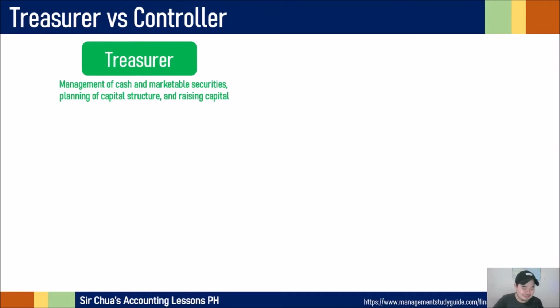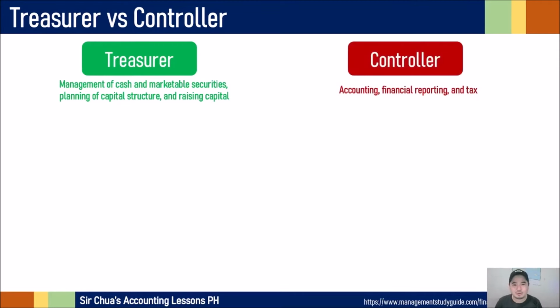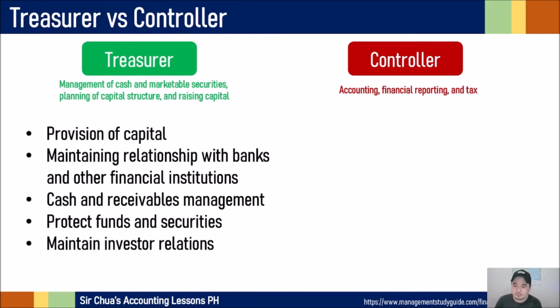Unlike the controller, who is the company's accountant, they do the accounting function, financial reporting, financial statements, tax, internal control. So, enumerating the responsibilities of treasurer: provision of capital, maintaining relationship with banks and other financial institutions, managing cash and receivables of the entity, because we're talking about really money here. How can they get finances? Protecting funds and securities, and maintaining investor relations.